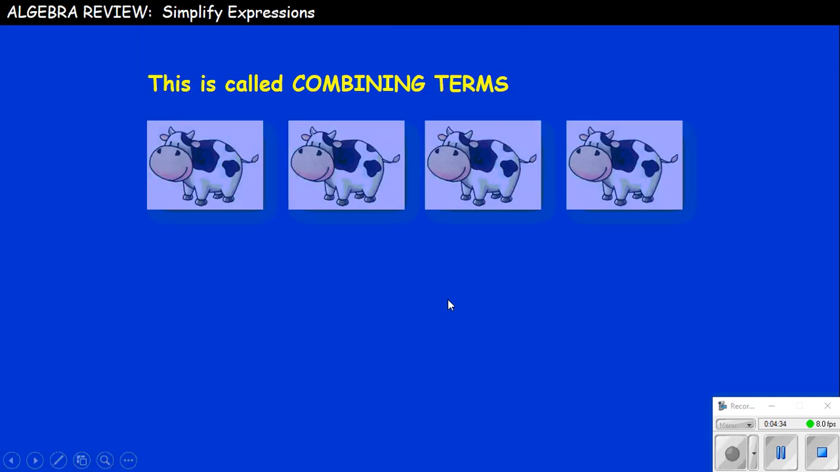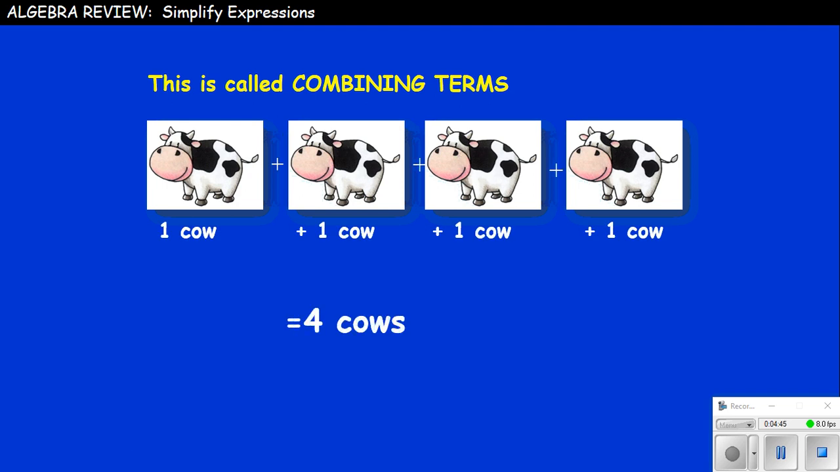Problems just essentially break down to something like this. If you look out and you see this and I ask you what you saw, you'd say, oh, I see 4 cows. Cow, cow, cow, cow. It's 4 cows. Mathematically, we'd say cow plus cow plus cow plus cow is equal to 4 cows. This is essentially combining like terms.